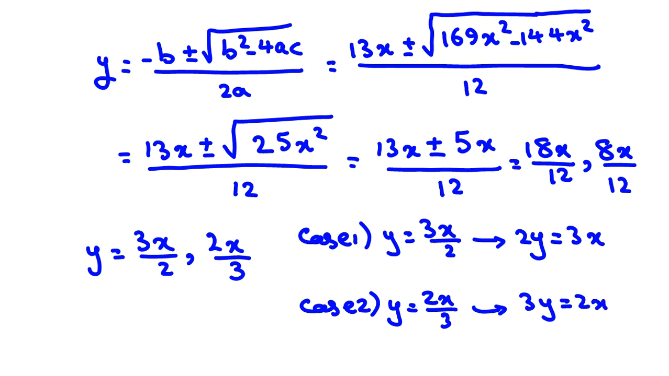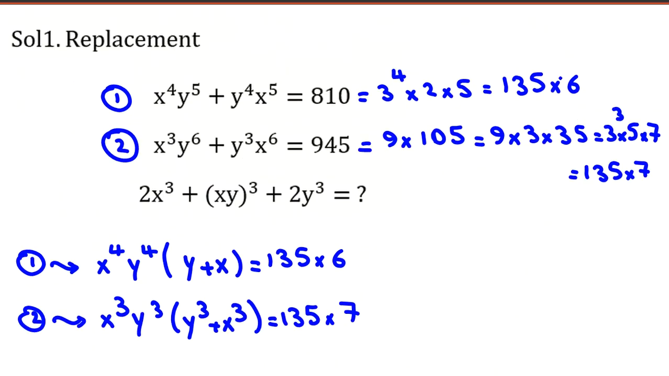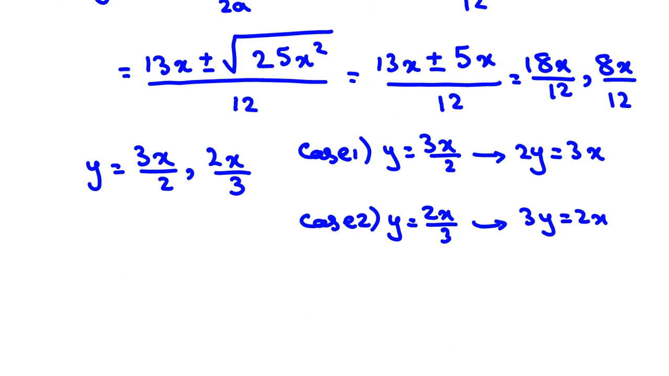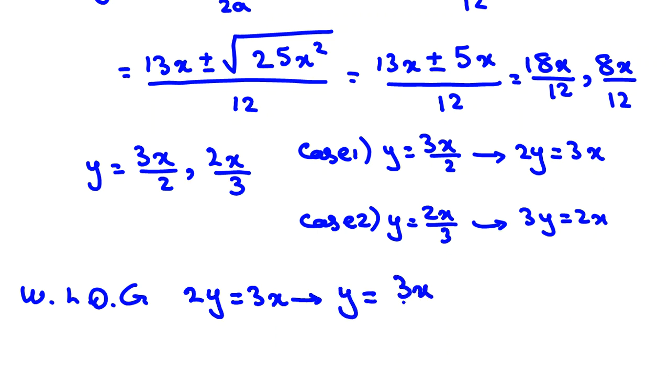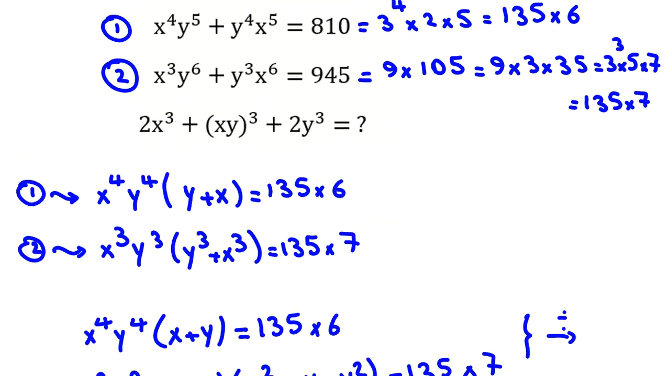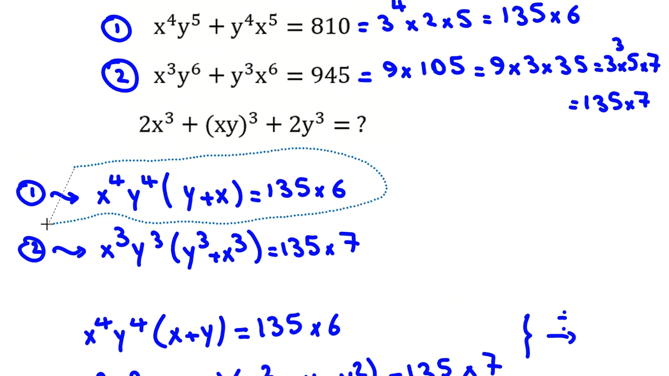And if you pay attention to the main equations here, it is symmetric with respect to x and y: x^4 y^5, then y^4 x^5. In all of them we have symmetry, 2x cubed, 2y cubed, and here xy cubed. So in one of them it says 2y equals 3x, in the other one 3y equals 2x. So without loss of generality, we can consider the first case, 2y equals 3x, and we know y equals 3x over 2. Now we should replace this into one equation to find y and x. For example, we can replace in the first equation that we said it is this.